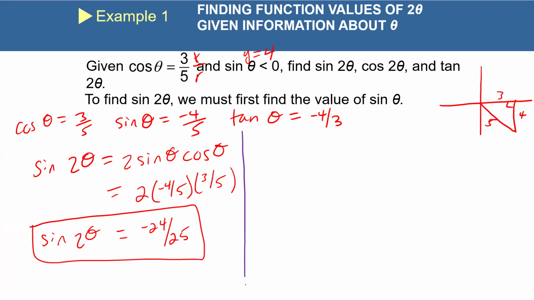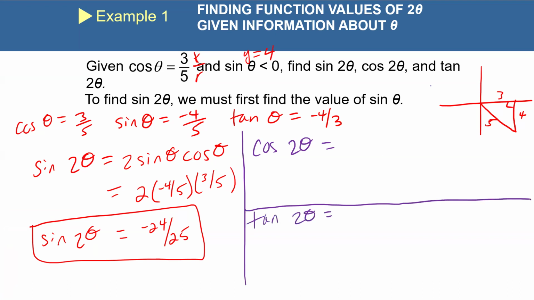You pick whichever one you want. So now you're gonna do cosine 2 theta, and you choose which of the 3 identities you want to use. It's gonna come out to be the same. I'm gonna let you guys do cosine 2 theta, and then let you do tan 2 theta. And then we'll check back.